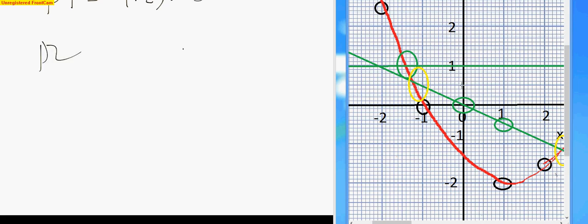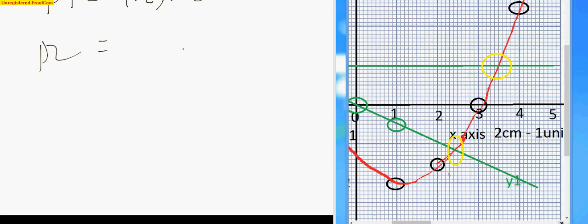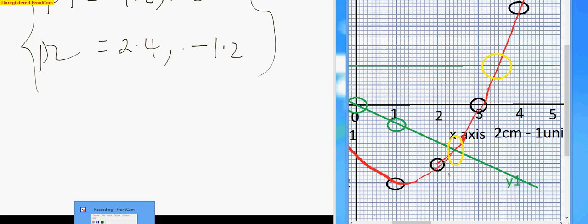And then P2 is this point here. If you move down somewhere here, this is where they meet again. So this point is about x equal to 2.4, and y is equal to, I think, negative 1.2 also. See that right here, this is negative 1.2. All right, so these are the solution sets for the problem. I hope you understand what we are doing, and I'll see you in the next video.